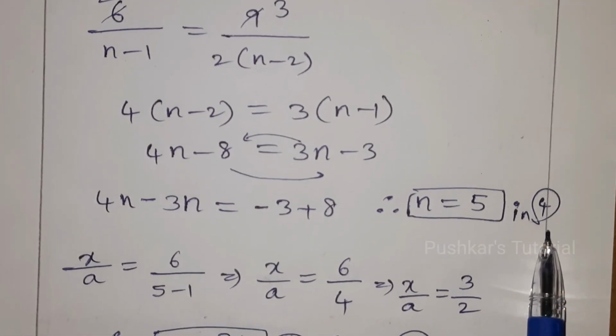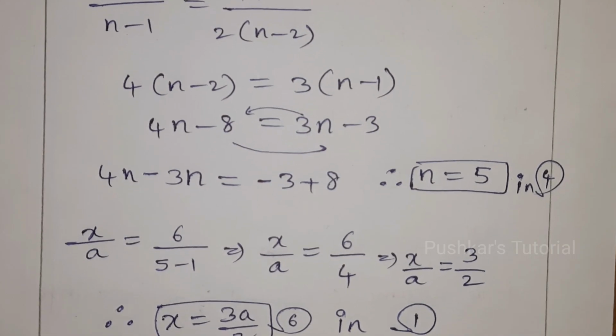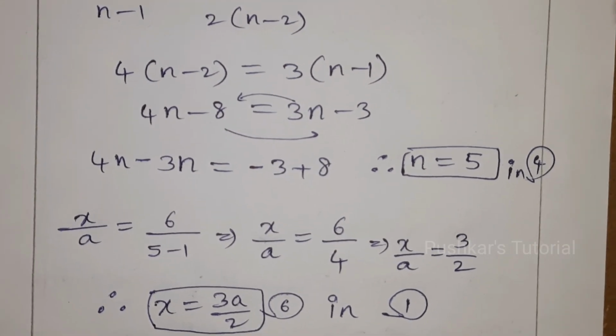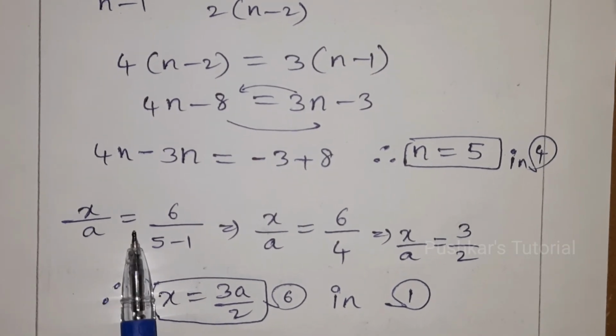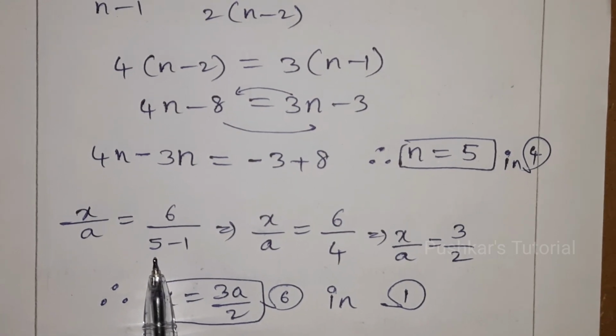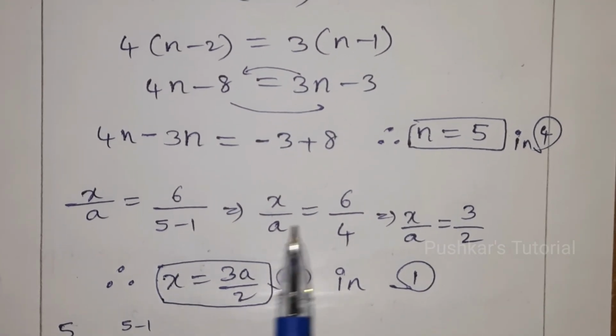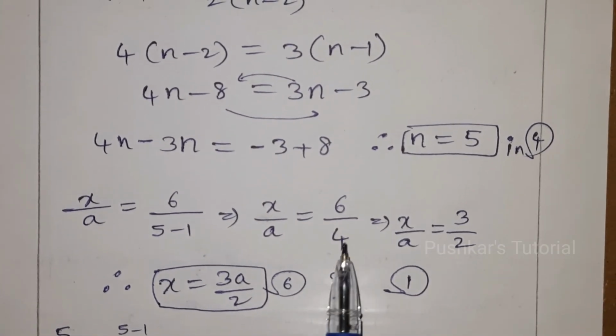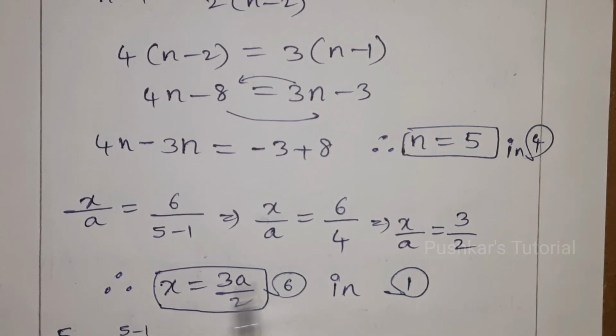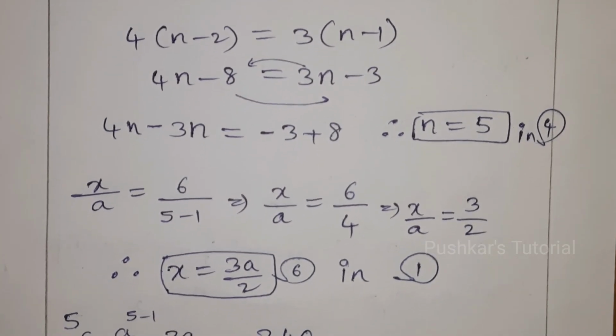Substitute the n value 5 in the equation, either 4 or 5. In 4 it is better. So x by a is equal to 6 by n minus 1, with n as 5 minus 1. So 6 by 4, 2 3s are 6, 2 2s are 4, so 2 cancels. So x is equal to 3a by 2. Keep this as equation number 6.